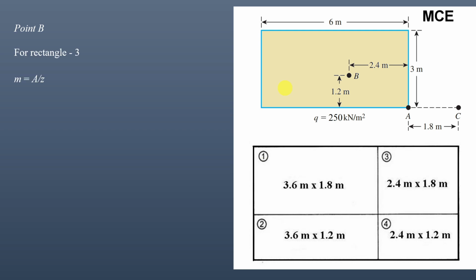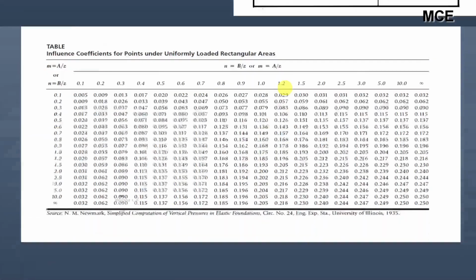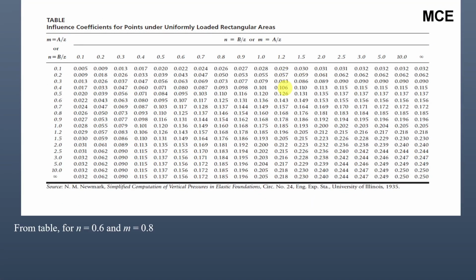For the third rectangle, which is of size 2.4 meter multiplied by 1.8 meter, the value of m will be 2.4 divided by 3, which is 0.8, and n will be 1.8 divided by 3, which is 0.6. Again, using the influence coefficient table, the value of I for n equal to 0.6 and m equal to 0.8 will be 0.125.